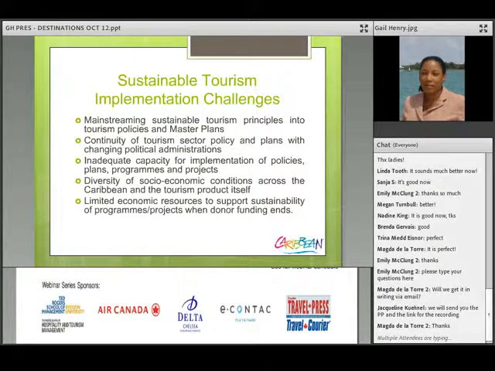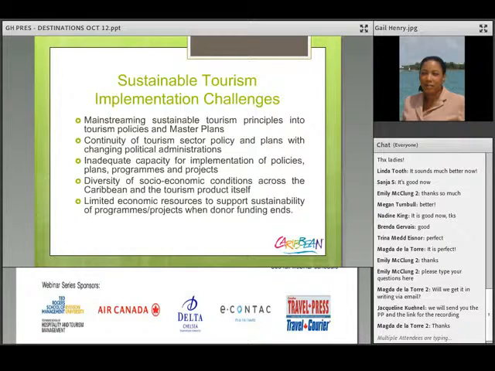A key challenge in terms of planning for tourism sustainability has to do with getting the sustainable tourism principles incorporated into tourism policies, master plans, programs, etc. And this is one of the things that our sustainable tourism policy framework has tried to impart to our members. And we have seen evidence that that is getting through, because if you look at some of the tourism policies and master plans throughout the region, some of them speak very definitely and are really focused on tourism sustainability.